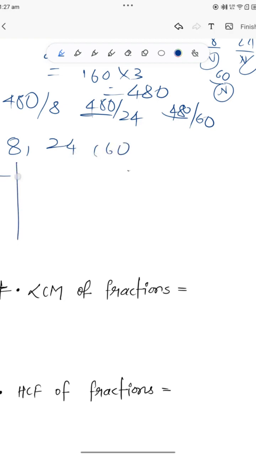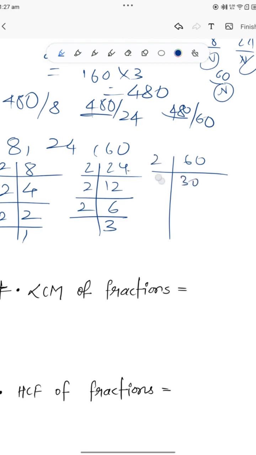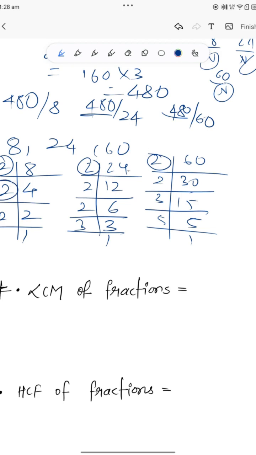You have to do nothing, just find the factors for it. How to find the factors, we have done: 2 4, 2 2 2, 2 1 2. Then similarly for 24: 2 12, 2 6, 2 3. And for 60: 2 30, 2 15, 3 5s, and we have 5 1, 3 1. So let's find out the common number. 2 is common, 2 is common, and then we have no common factor in this, so 1 1 1.